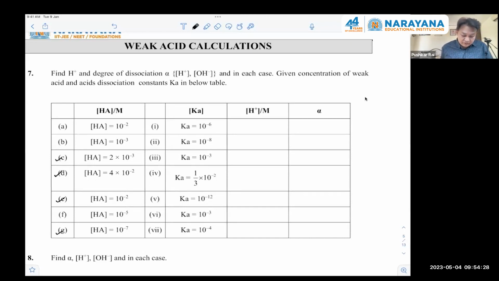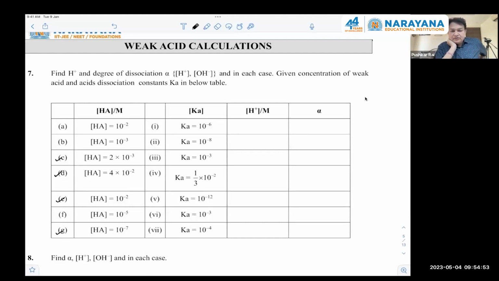In all cases, you also have to get the alpha, the degree of dissociation. So suppose a weak acid is there, the concentration of the weak acid is 2 into 10 to the power 3, and Ka of the weak acid is 10 to the power minus 3. What will be the H plus concentration and what will be the alpha? Similarly, how many questions are there? You can see 1, 2, 3, 4, 5, 6, 7, 8. These all 8 questions have something special in them.